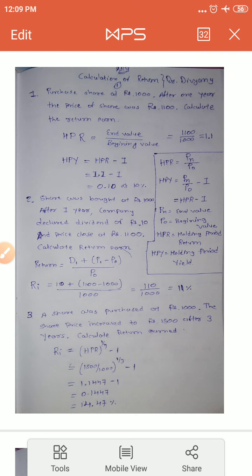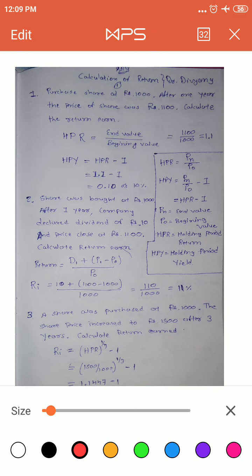First is HPR. HPR stands for holding period return. You can write down the equation, which I'm just highlighting here: HPR is equal to Pn divided by P0. Pn stands for the end value and P0 stands for the beginning value.